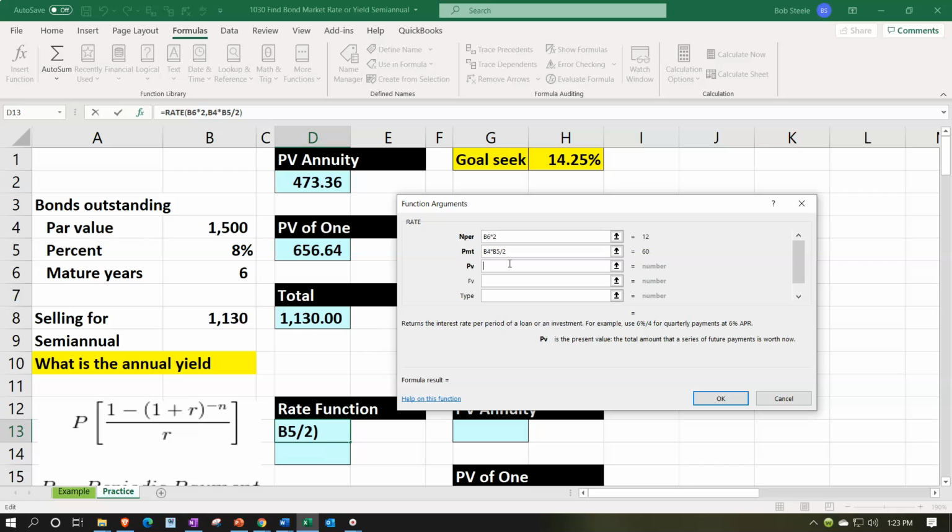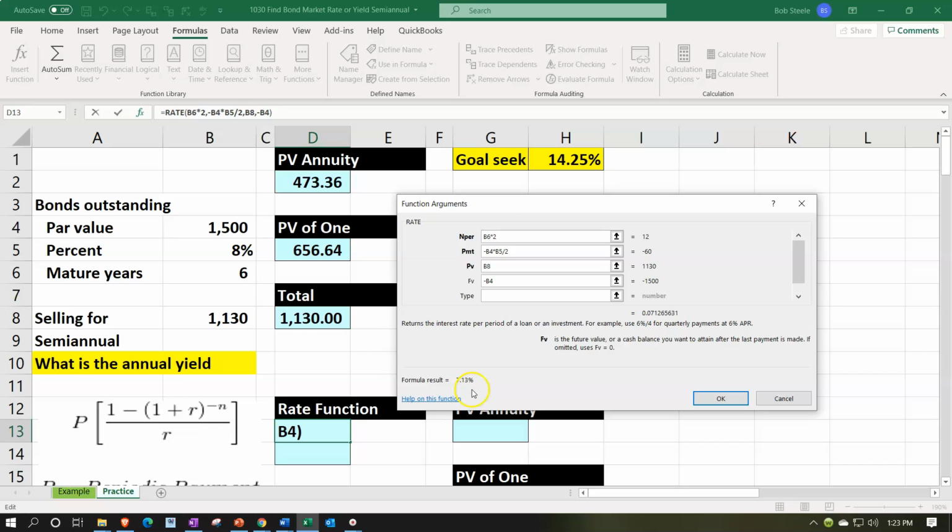The present value then is going to be the present value of the 1,130. That's the price. The future value is going to be the 1,500 at the end of this whole thing. Notice no result is happening down below because you have to have some negative numbers in order to get this to work properly. The payment needs to be negative to make it work properly, and the future value needs to be negative. And then that will give us a result of the 713.